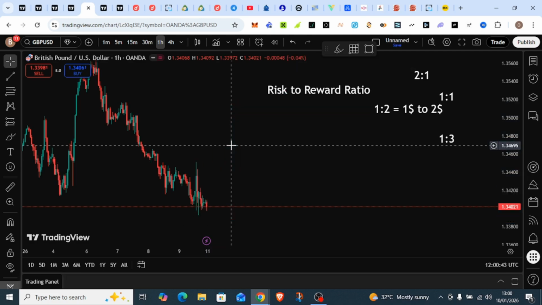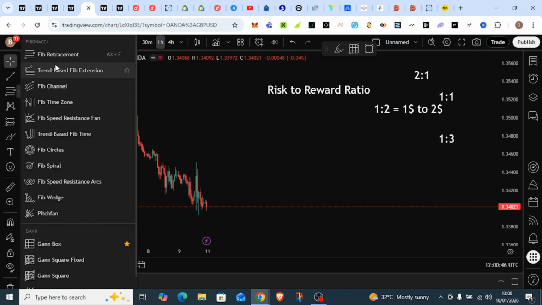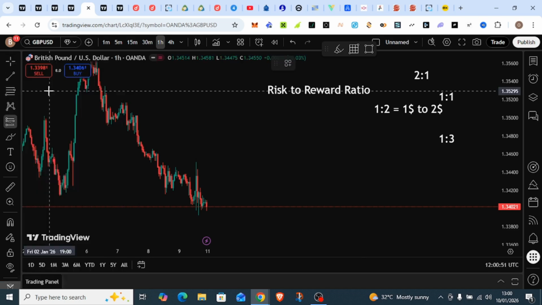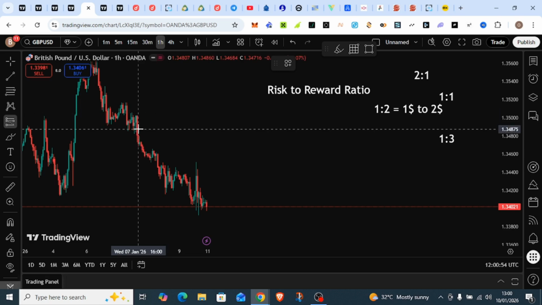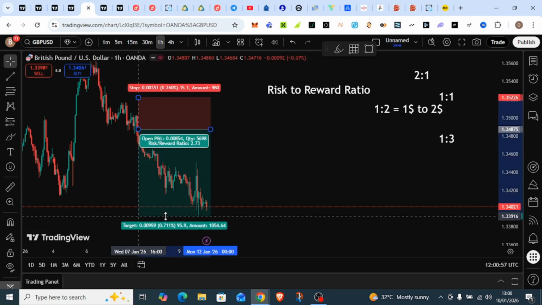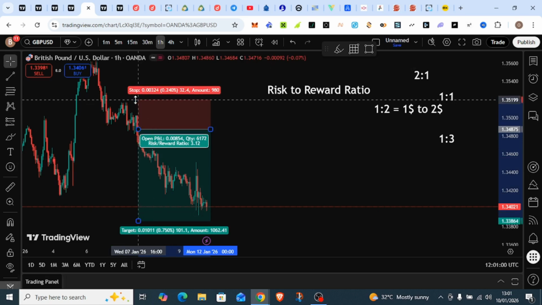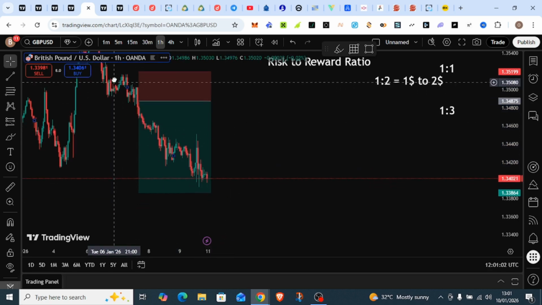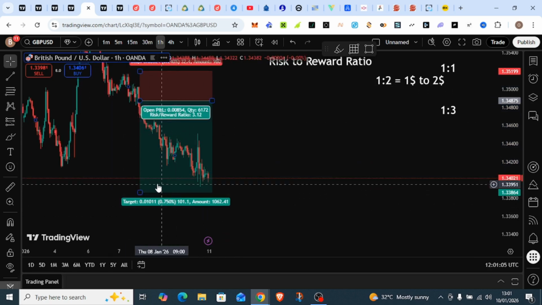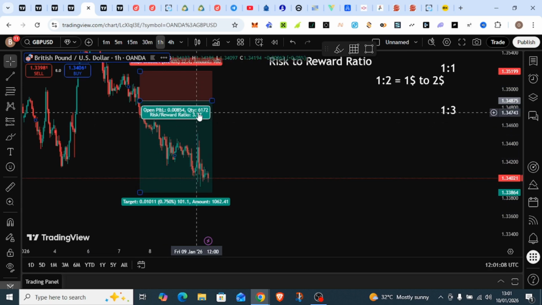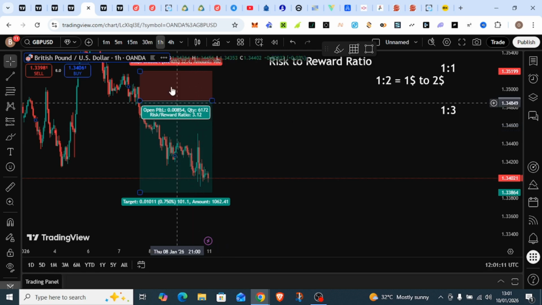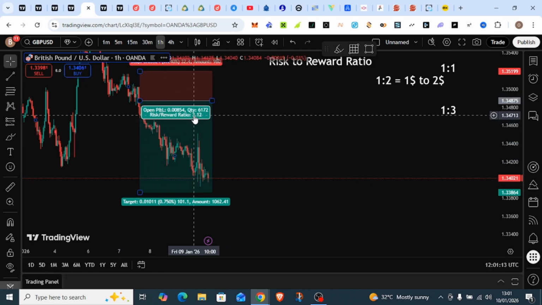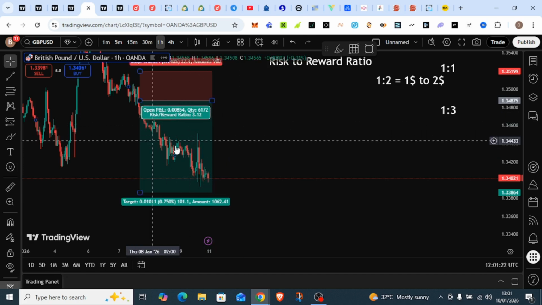Let's try the short tool. If you carry your short tool here, let's go here. Carry the short tool. If we short here now and target this point, put our stop loss above this swing high. What we have here now is 3.12 as our risk to reward. So if this trade now goes our way, we are going to make 3.12 risk to reward ratio. So that is 1:3.12. This is for a short position.